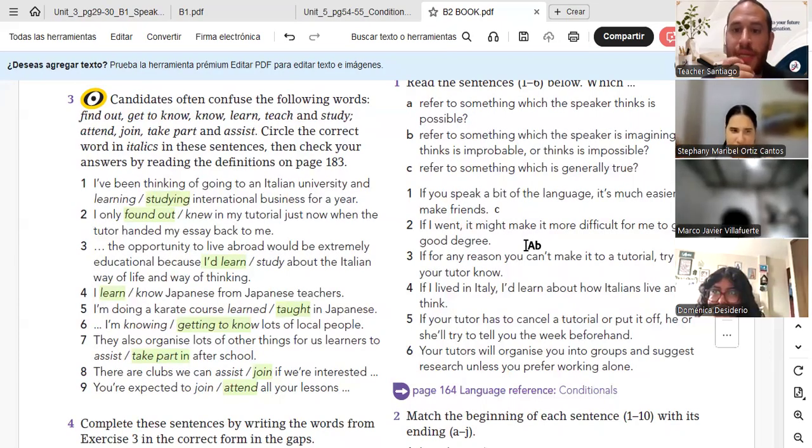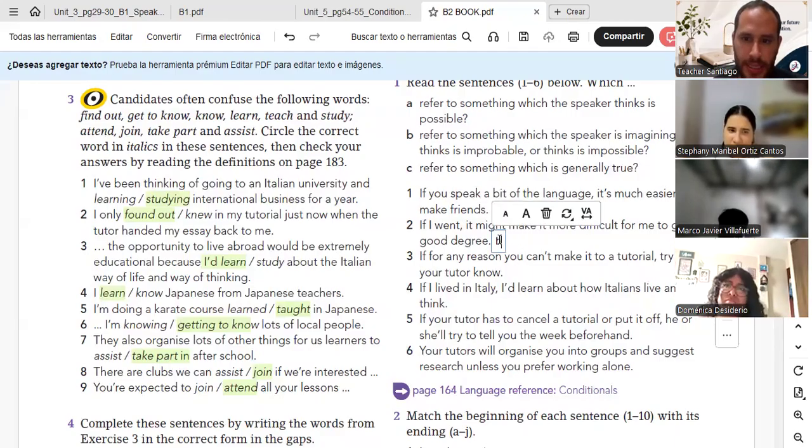Refers to something which the speaker thinks is possible, refers to something which the speaker is imagining, thinks is improbable or thinks is impossible, or refers to something which is generally true. Letter B. Okay, let's see. Thank you. Katie, number 3.